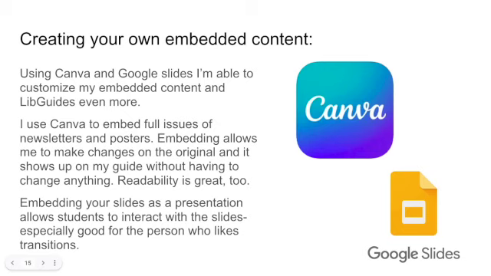By using Canva and Google Slides, I'm able to customize my embedded content and LibGuides even more. I use Canva to embed full issues of newsletters and posters. Embedding allows me to make changes on the original, and it shows up on my guide without having to change anything. Readability is great too. Embedding your slides as a presentation allows students to interact with the slides, especially for those of us who like to add transitions to our slides.